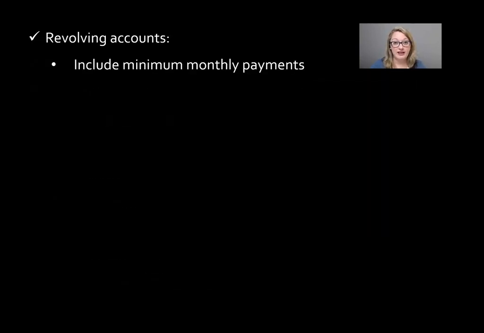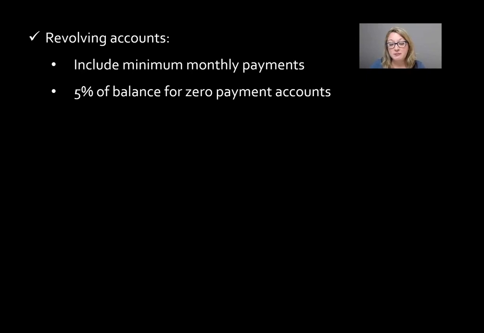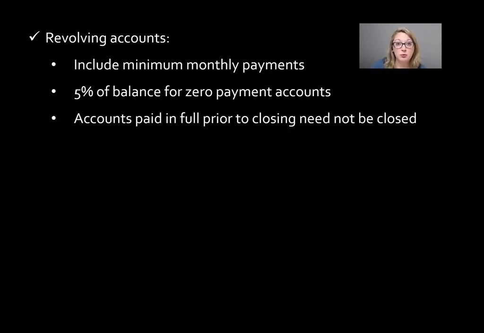Also, revolving accounts, so include the minimum monthly payments from the credit report. If there is no minimum monthly payment generated on the credit report, then use 5% of the balance for zero payment accounts. Accounts paid in full prior to closing do not need to be included.